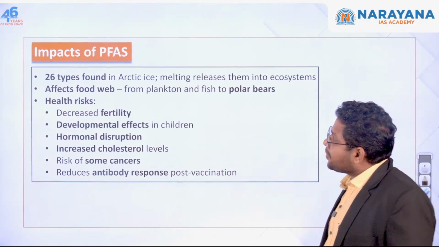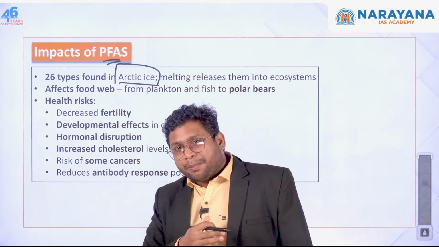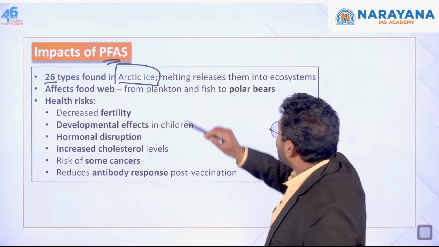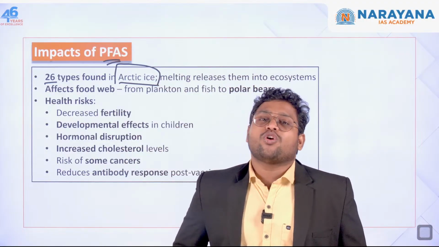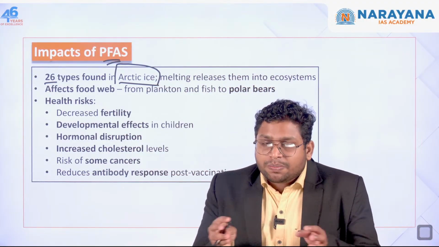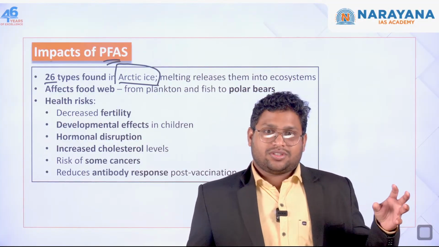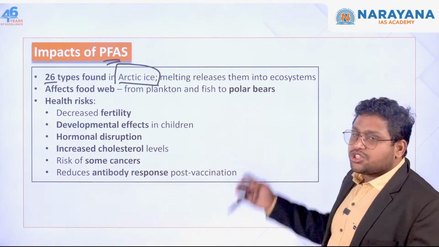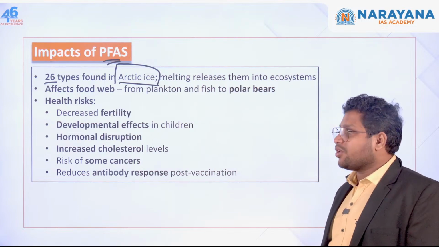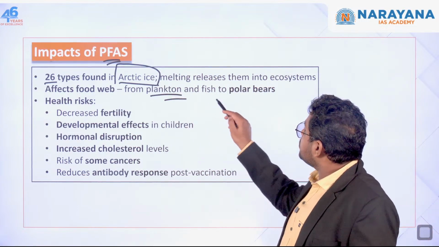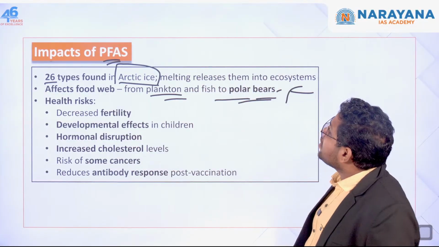So you see, recently it was found in the Arctic ice, and it's not like there is only one PFAS, there are many chemicals. 26 types have been found over here. Now when the Arctic ice melts in the summers, and because of global warming too, all these PFAS, all these forever chemicals, are going to come out. They're going to become part of our food chain. Somehow we are also going to consume it. The animals are going to consume, plants are going to consume. So from plankton and fish to polar bears, everyone will be affected because of these PFAS.